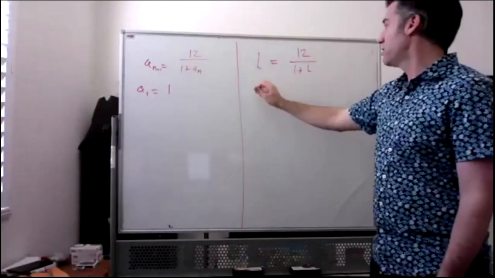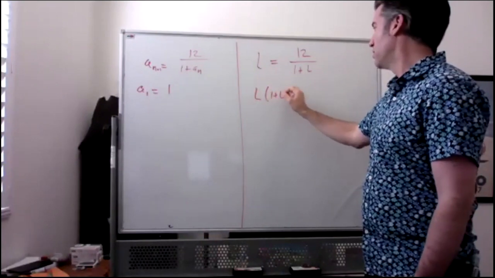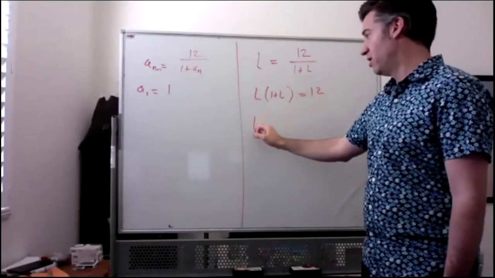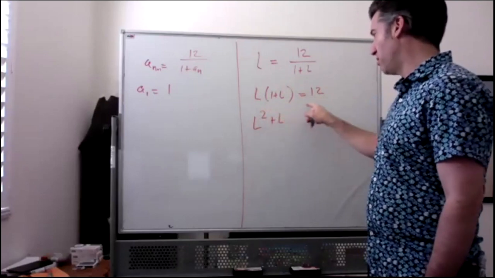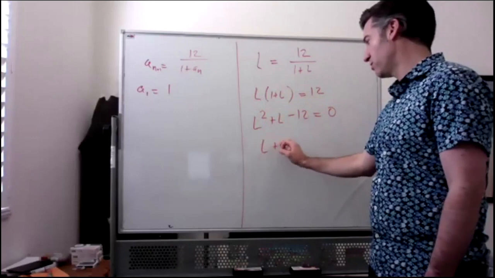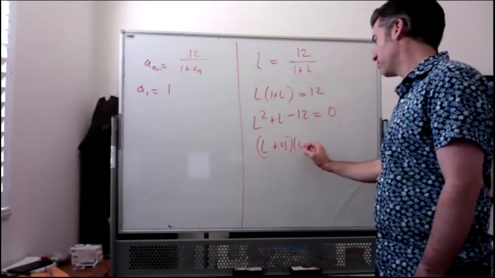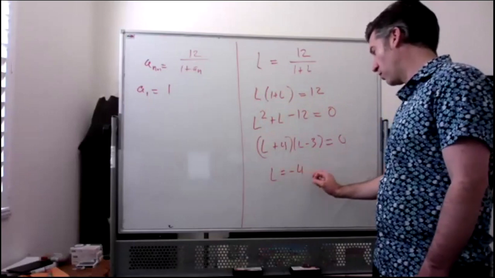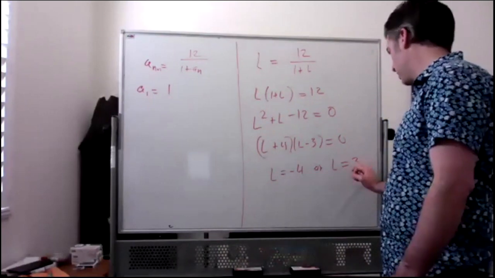So solving this, I get L times 1 plus L equal to 12. I multiply this out. I get L squared plus L minus 12 equal to 0. I factor. And then I get L equal to -4 or L equal to 3.